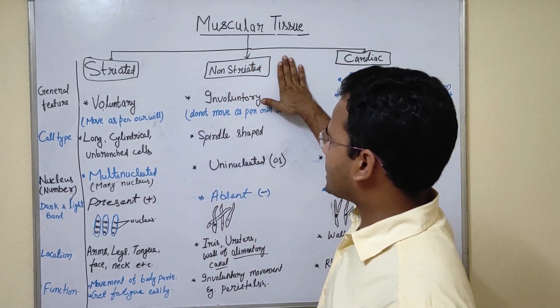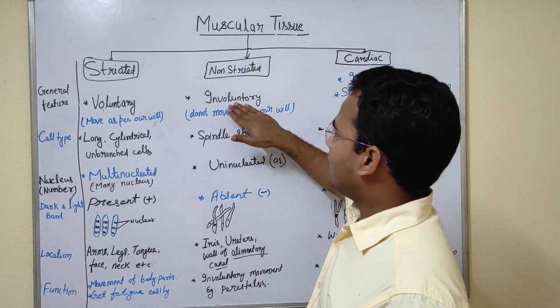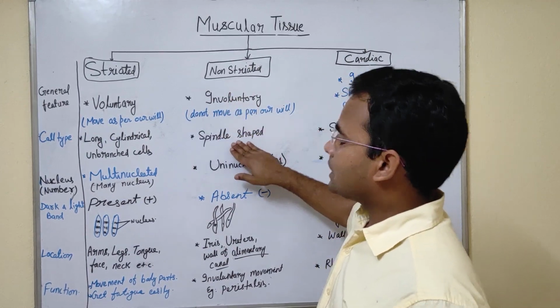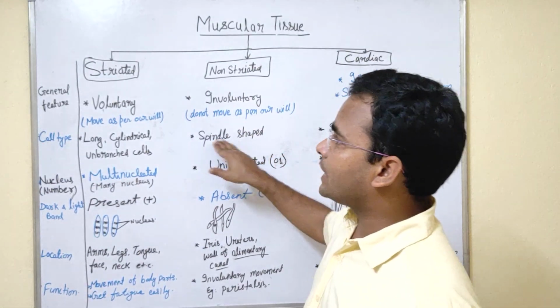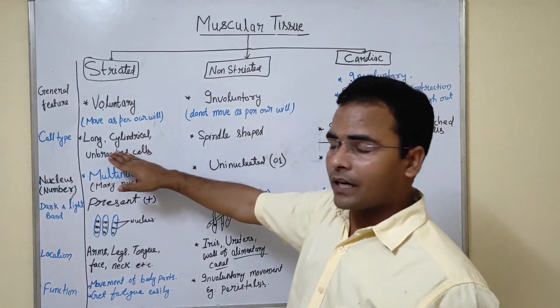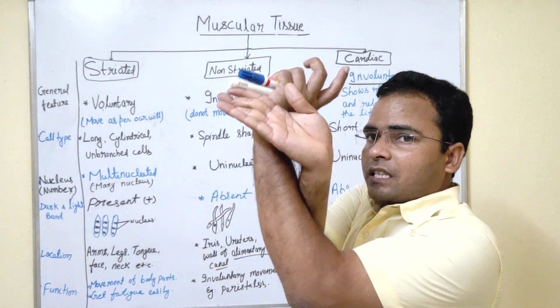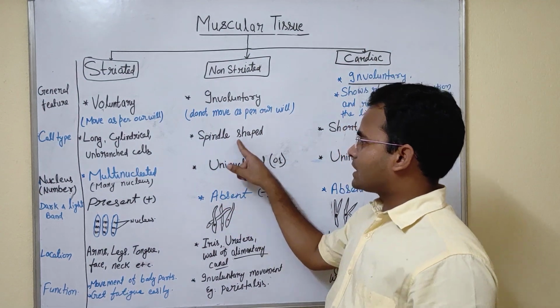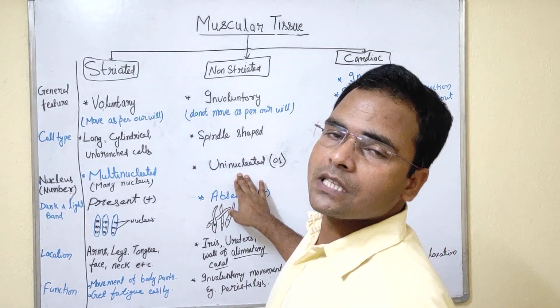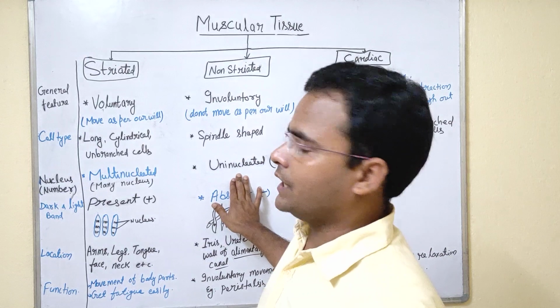Next one is the non-striated. They are involuntary in nature. They are spindle shaped, whereas the striated were long and cylindrical. They are spindle-like fibers, just like this one. So they are spindle shaped, and it is again a difference. It has only one nucleus.